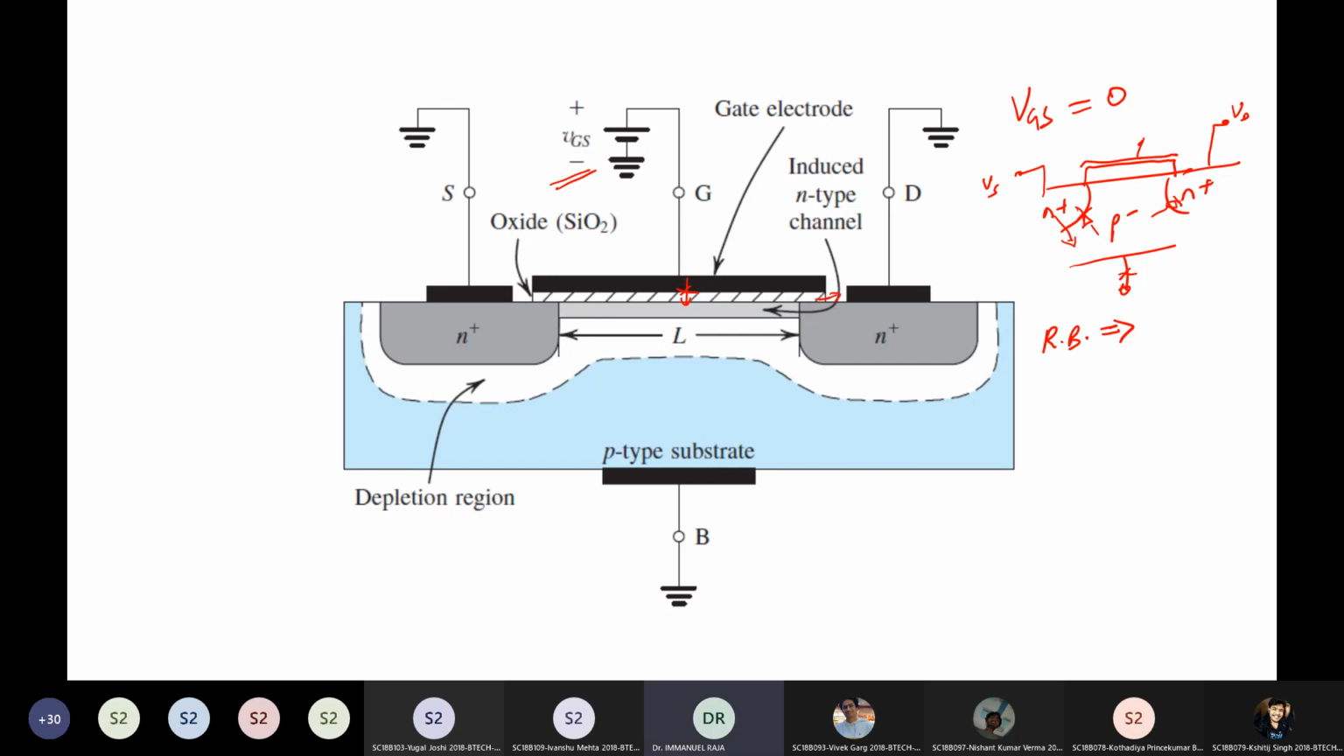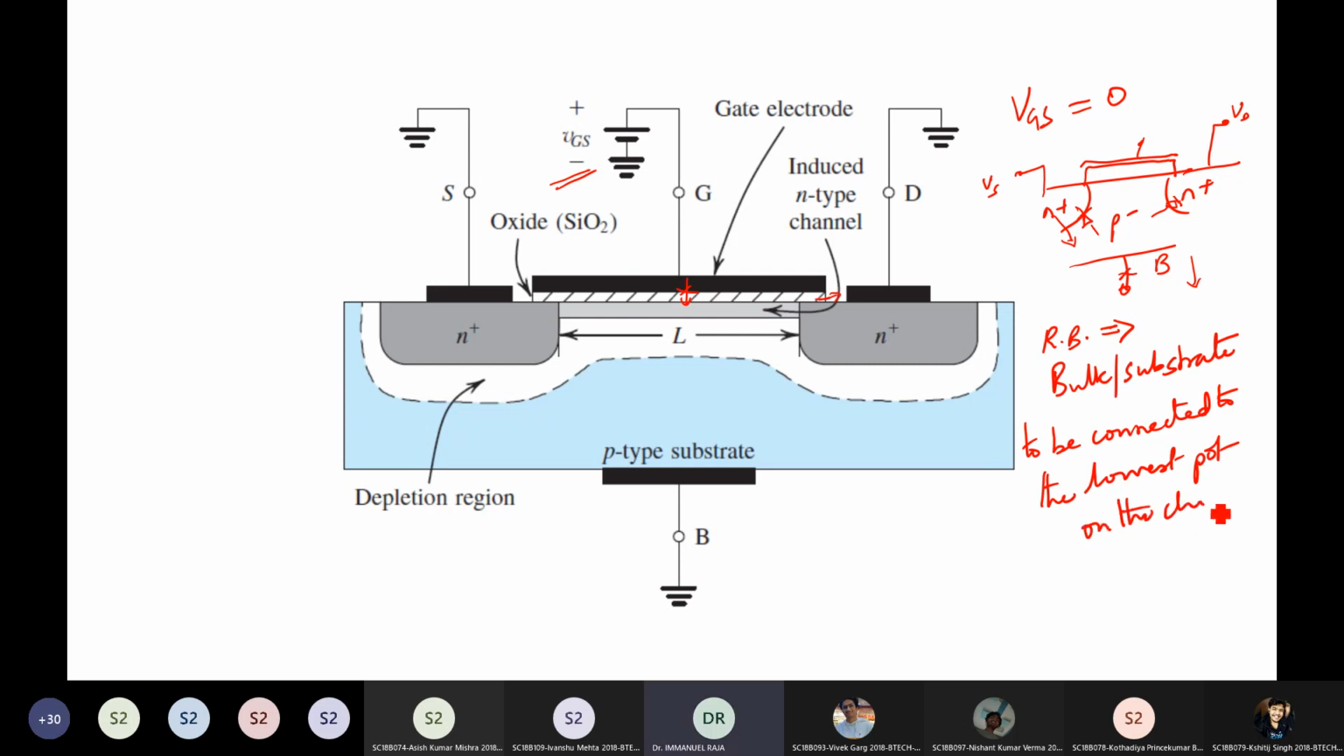So what do you need to do in order to make sure that these things are reverse biased? Applying the lowest potential to the voltage. Yeah. So this bulk potential has to be taken to the lowest potential on the chip. Okay. So the bulk or substrate has to be connected to the lowest potential on the chip. So typically the lowest potential on the chip is ground. Okay. So typically it is connected to ground. Which is why if you take a MOSFET, the bulk will be grounded.